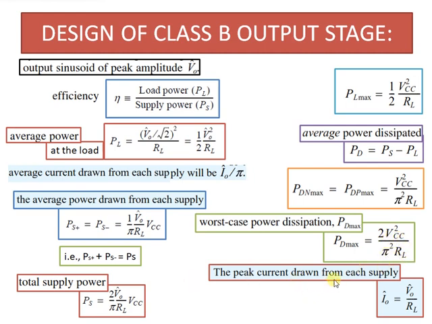And the peak current that is drawn from each of the supply I naught cap is equal to V naught cap divided by RL. With these design equations, we will try to solve the numerical.